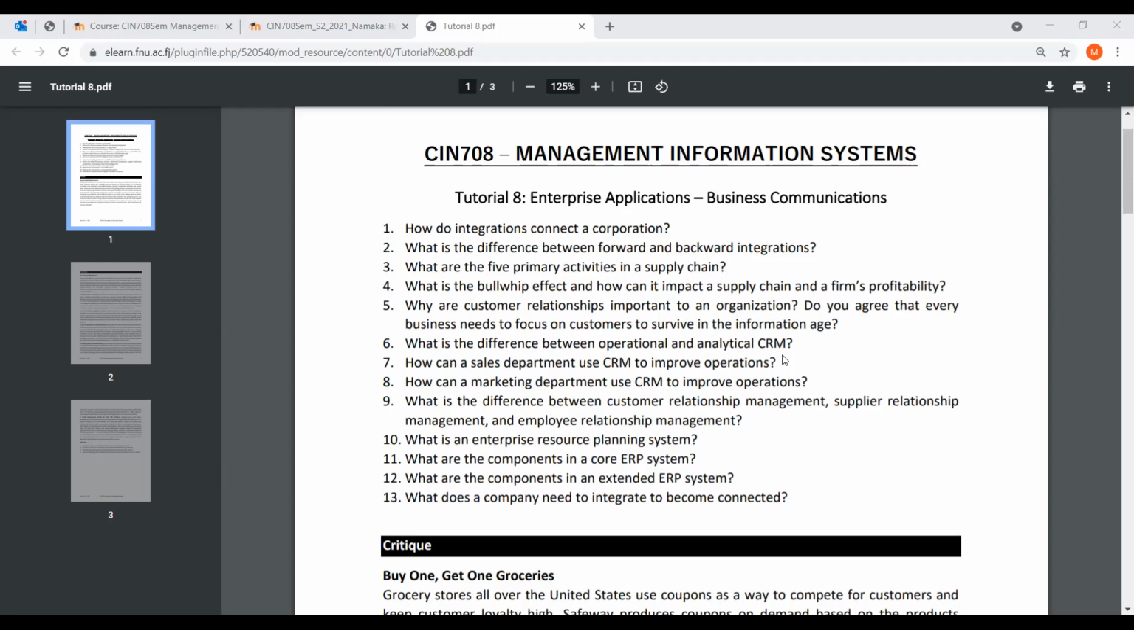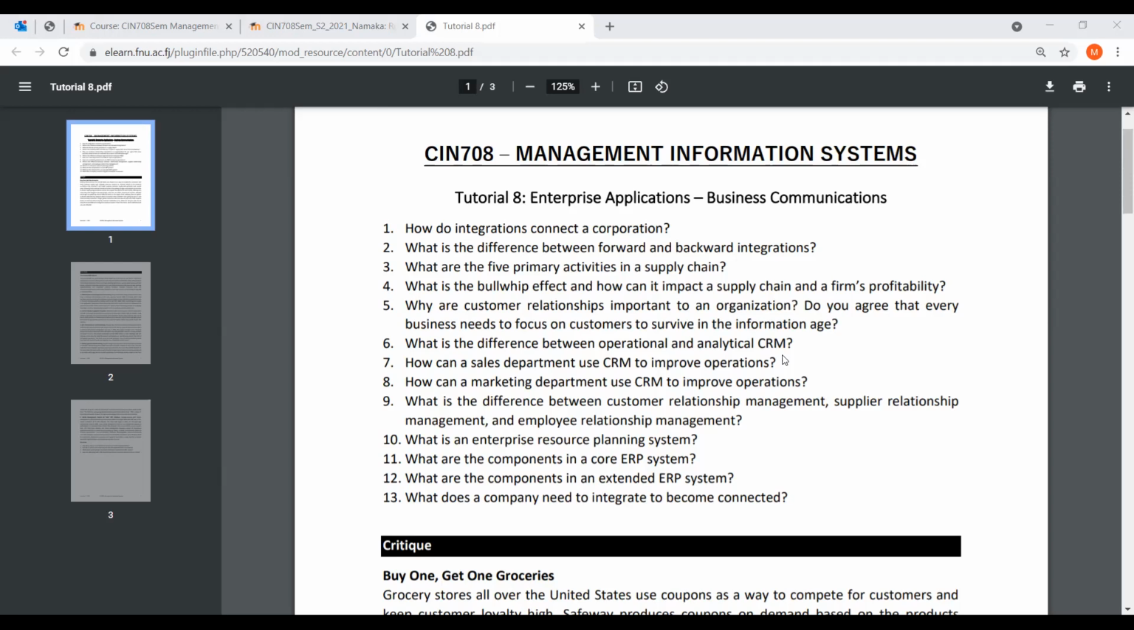Okay, so these are the questions that have been directly pulled from your lecture notes. Do note that whatever questions are given are in direct relation to your lecture notes. Also, some questions are application questions. That is, you will read the concepts in the lecture notes and then try to apply them in different scenarios. Look at question number 7 and 8, how can a sales department use CRM to improve operations? You know what CRM does. Read through it if you do not know. What is CRM? What are the components? Now, how can it improve operations in a sales department?